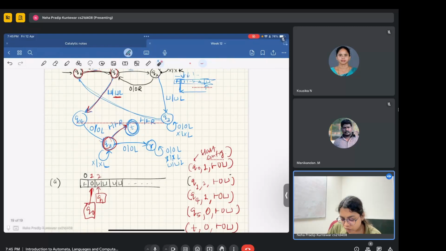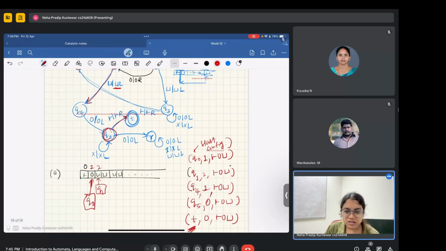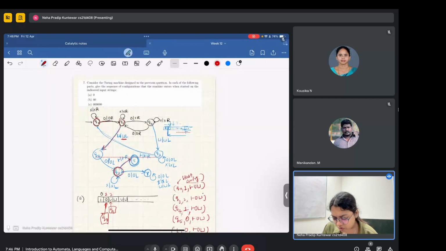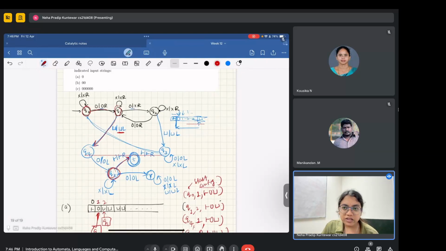Then q1 says that if you see a blank symbol, then move to the left, so that's why we had q4, and from cell 2 if you move to the left, then you see a 1. So that's why we have a 1 here, and then the rest of it is just the same series of transitions. Once you reach the final state, you stay there. For the rest of the examples, the sequence of configurations is going to be slightly longer than what we did in this example. So I won't be doing that, but I think it's a good exercise to try.